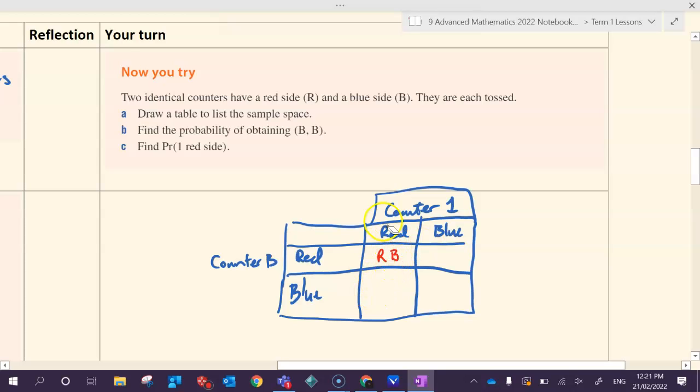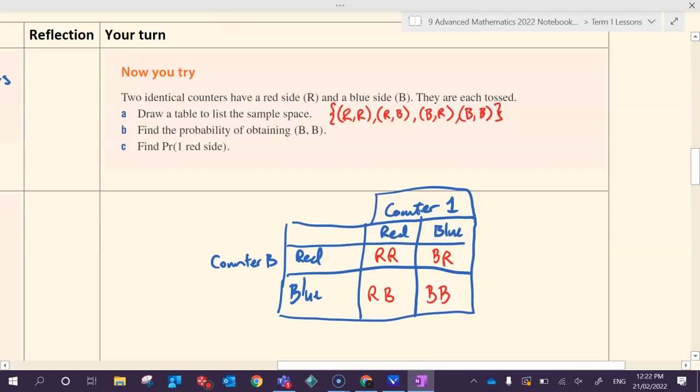Oh, it would help if I actually looked at my table, wouldn't it? Red, red, red, blue, blue, red, blue, blue. Did we manage? So the sample space, if I wanted to write it as a set, I could get a red and a red. I could get a red then a blue. I could get a blue and a red. Or I could get a blue and a blue. Sample space, written as a list inside the fancy curly brackets.